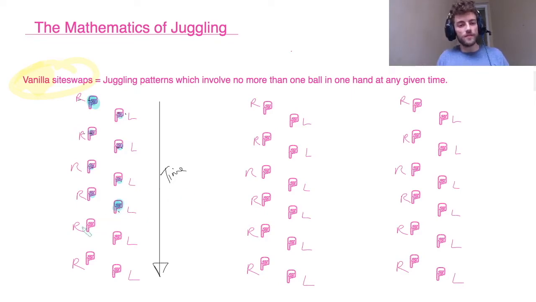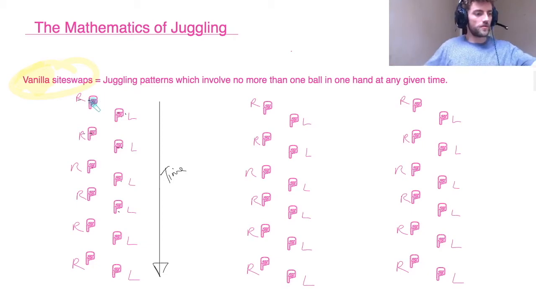And if it's an even throw, I will always end up back in the same hand. So now that we've defined what each throw is, we can try and write down a sequence of throws which can be juggled. In other words, no more than one ball will arrive in one hand at any given time. Let's start with a 3-ball sequence, and the simplest one we can juggle is 3, 3, 3, 3, 3.